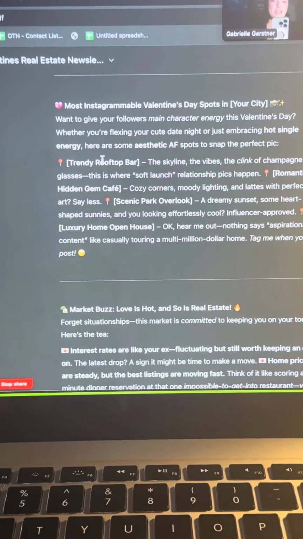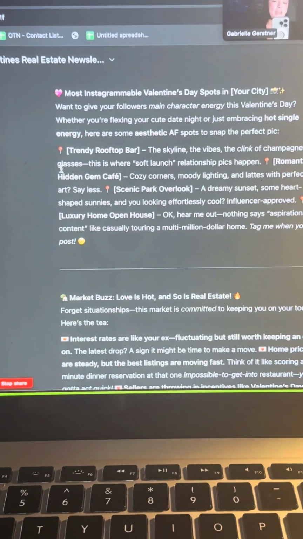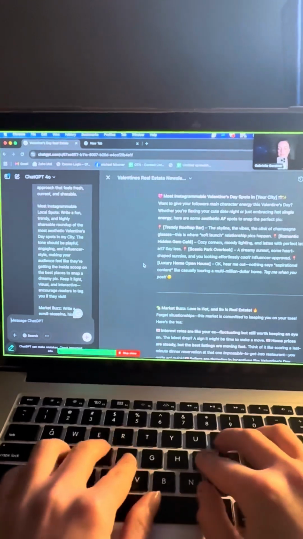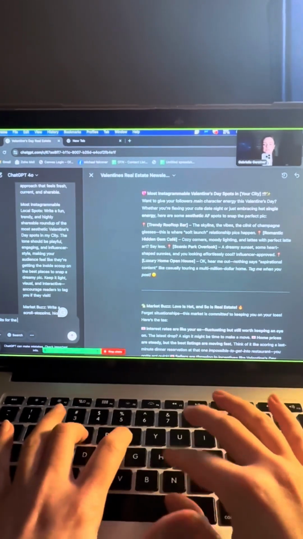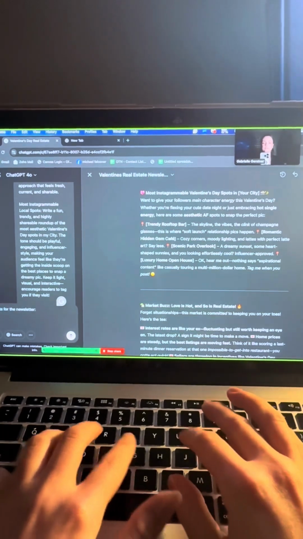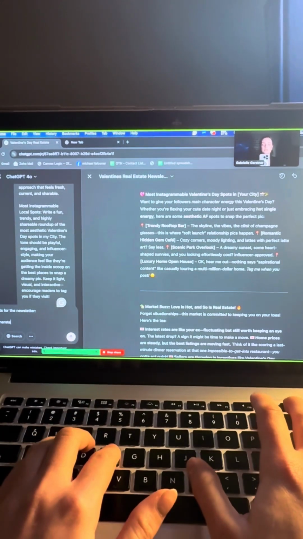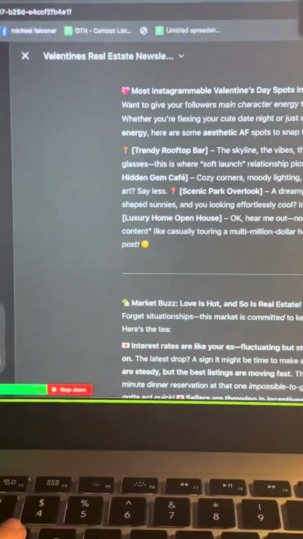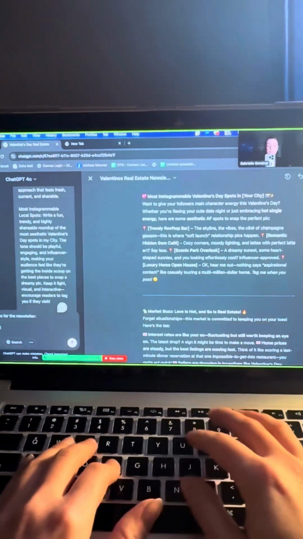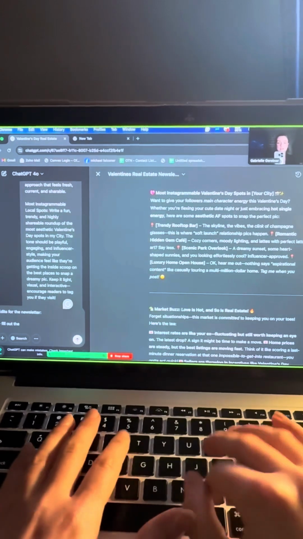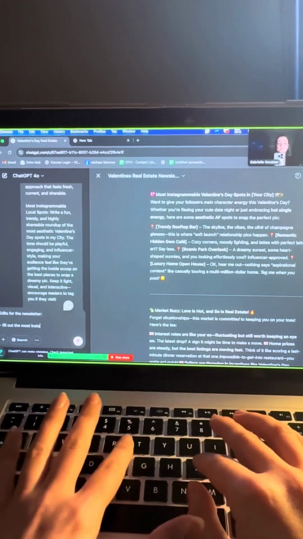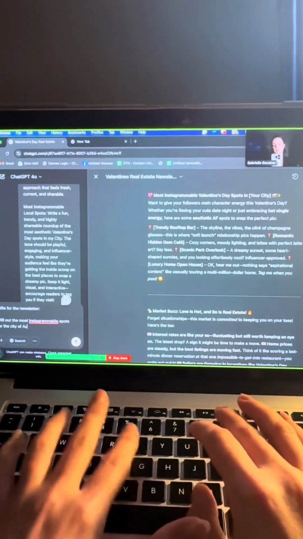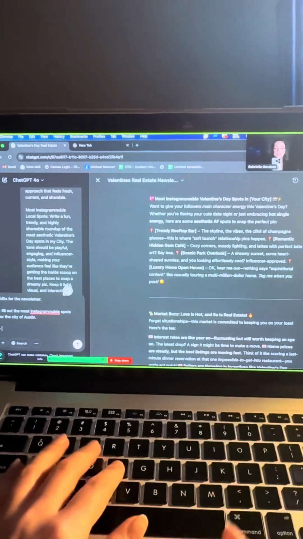So most Instagrammable Valentine's Day spots in your city. Want to give your followers the main kind of. So this one did not pick up that I was in Austin, so I would just put in my edits that I'm doing. Over here, edits for the newsletter. Generate a list. I would say fill out, because this kind of like leaves it empty. You see how it like has the square boxy parentheses? Yes, so I'm going to say fill out the most Instagrammable spots for the city of Austin. You're going to put in your city, fill that out, and then we'll fill it out for you.